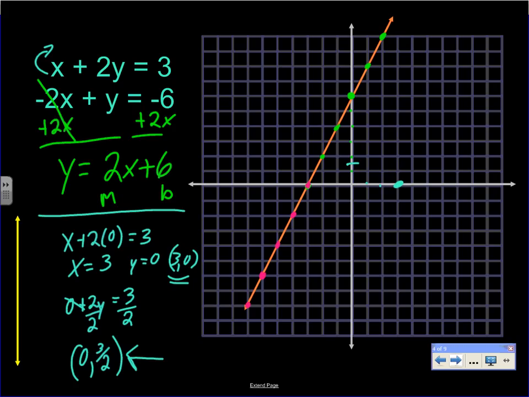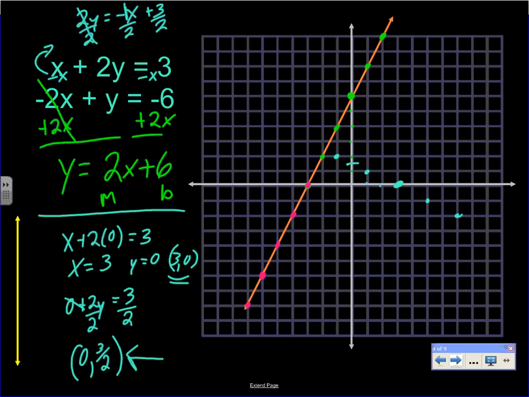Look up here. x plus 2y is equal to 3. Let's subtract x from both sides. So we have 2y is equal to negative x plus 3, and divide everything by 2. So y is equal to negative 1x over 2, which that slope would be down 1 to the right 2, or up 1 to the left 2.